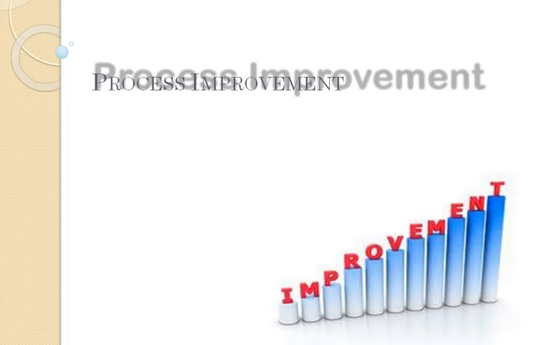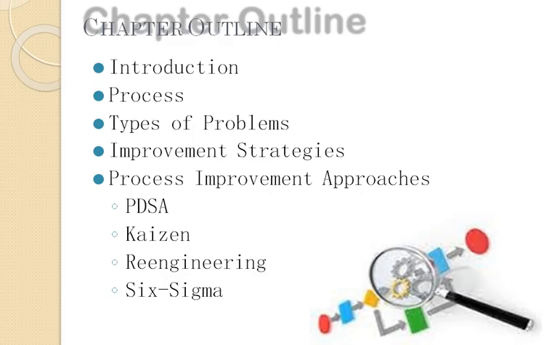So talking about process improvement, we will be discussing types of problems, improvement strategy, PDSA cycle, Kaizen, reengineering, and Six Sigma.